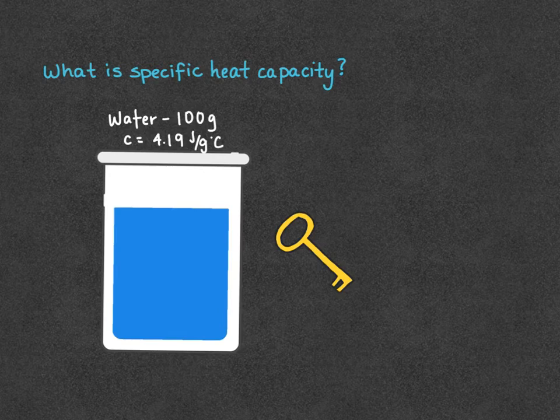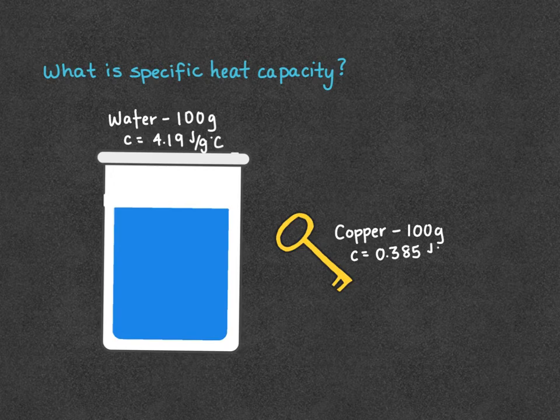This key is made of copper, and it weighs 100 grams as well. It's an old-timey heavy key. Copper has a specific heat capacity of 0.385 joules per gram degrees Celsius. So the specific heat capacity of copper is significantly lower than that of water, more than 10 times lower.